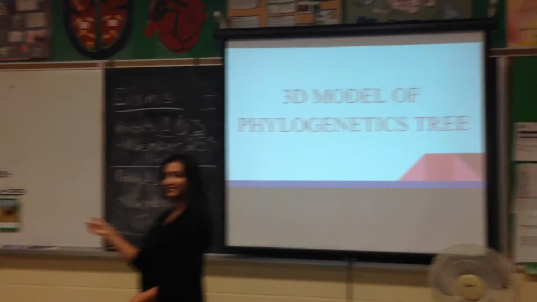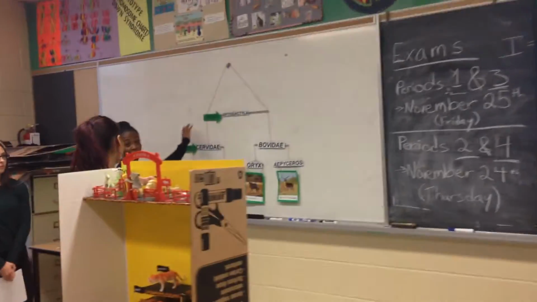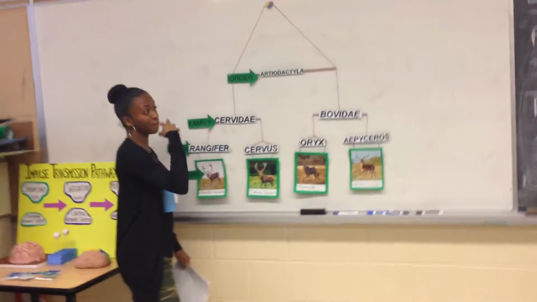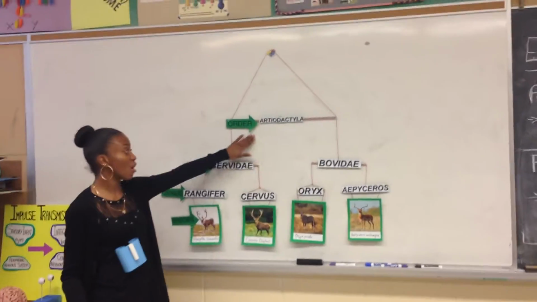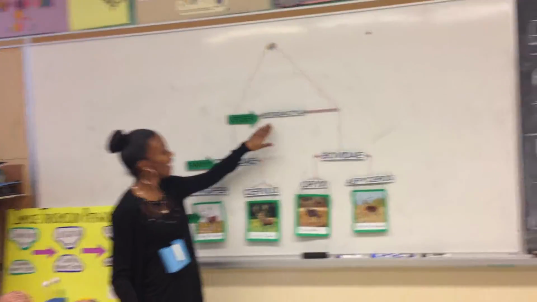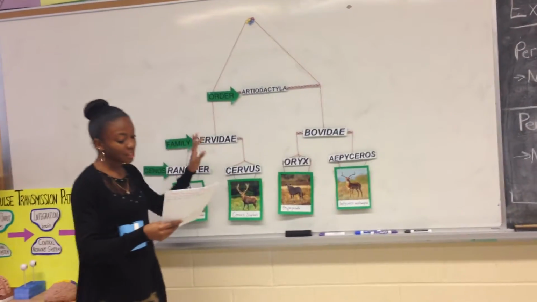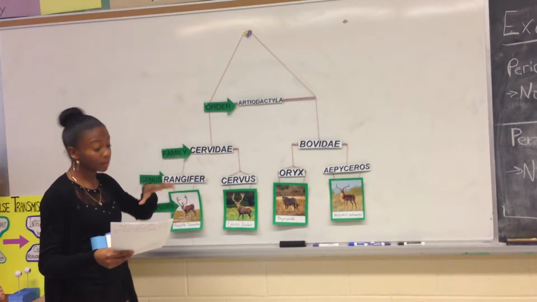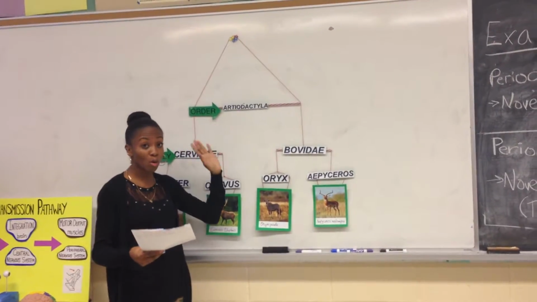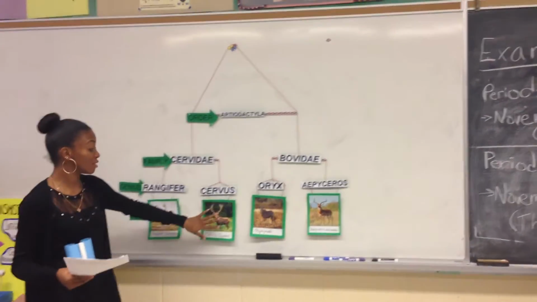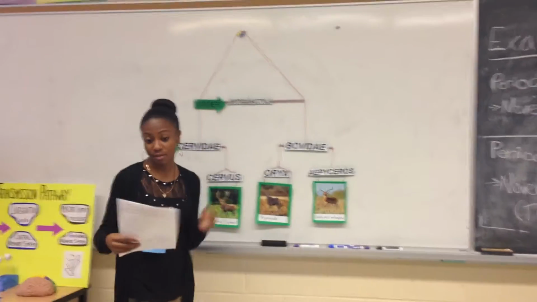Okay, so our next 3D model is known as the phylogenetic tree. This shows the evolutionary relationship between various species of hoofed animals. The first one I'm going to speak about is Artiodactyla. This is where mammals are grouped together because they have either 2 or 4 toed hooves, and in this case we're looking at one that has 4 hooves.